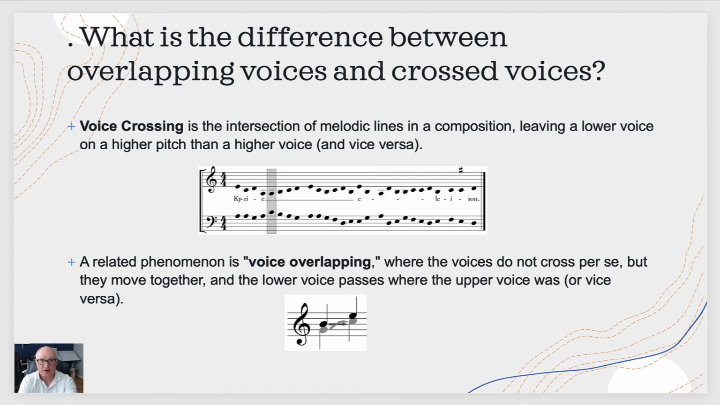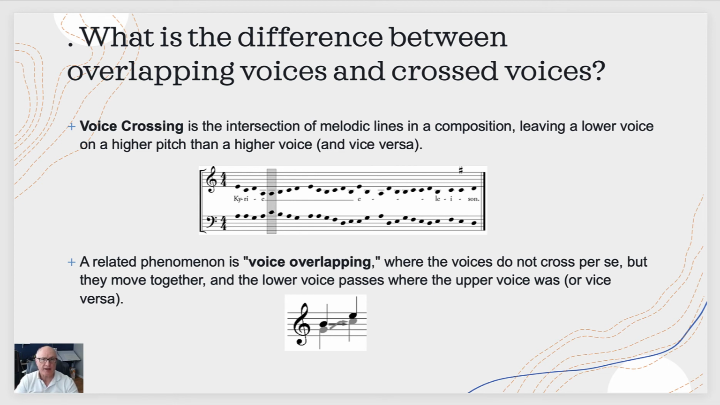Now the tenor comes up to the C while the alto stays on the A. So there they've crossed, and then they come to a unison. That's voice crossing. So it's when one goes over the other in the melodic context. That's usually what we're talking about.